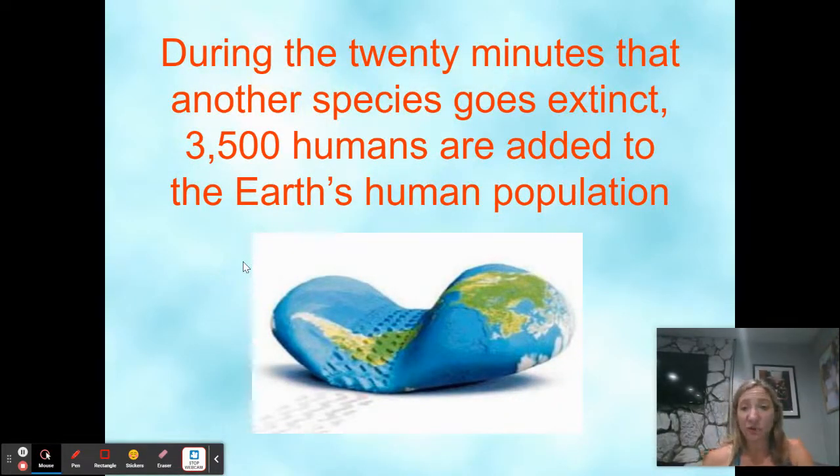We talked about this before, but during the next 20 minutes, another species goes extinct. 3,500 humans are added to the Earth's human population in those 20 minutes. So as one species goes extinct, 3,500 more humans are born.